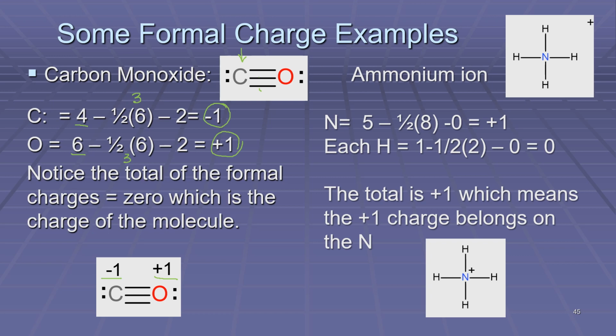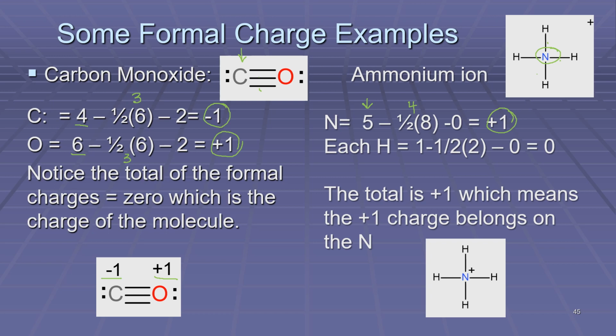Is +1. If we look at the ammonium ion, same deal. Let's look at the nitrogen in the center first. The nitrogen, the free nitrogen, has 5 valence electrons. It is making 4 bonds. So 5 minus 4. It has no unshared pair, so minus 0. So nitrogen has a +1 formal charge.